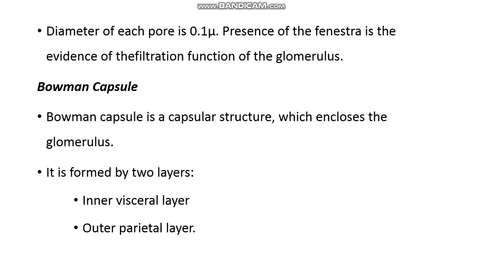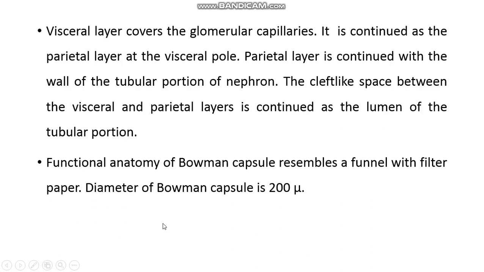After the glomerulus, the next important part is Bowman's capsule. Bowman's capsule is a capsular structure which encloses the glomerulus, and it is formed by two layers, the inner visceral layer and the outer parietal layer. Both of these layers we have seen in the picture.